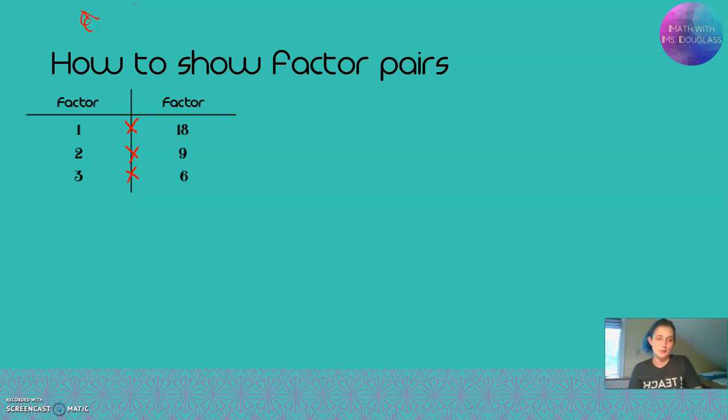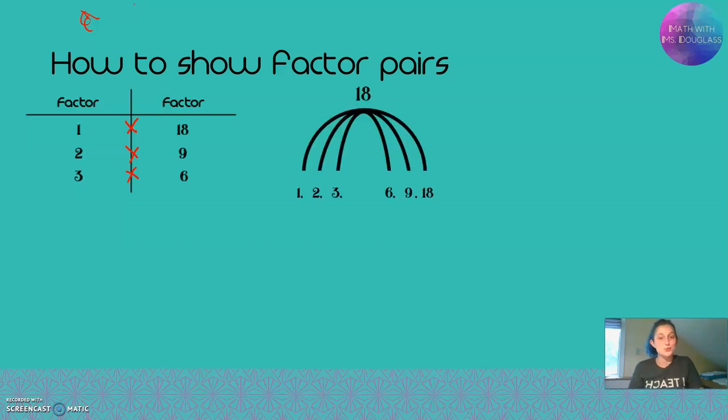You can list them in my personal favorite, a factor rainbow, which we'll talk more about how to build in a second, but you can see that 1 is connected on the rainbow with 18 because 1 times 18 equals 18. 2 is connected on the rainbow with 9 because 2 times 9 equals 18.